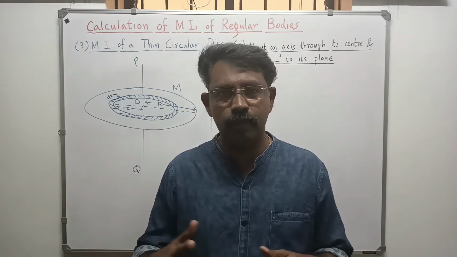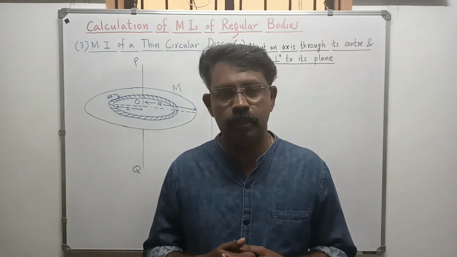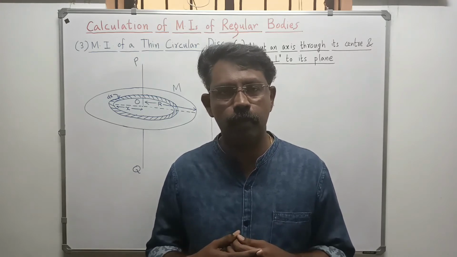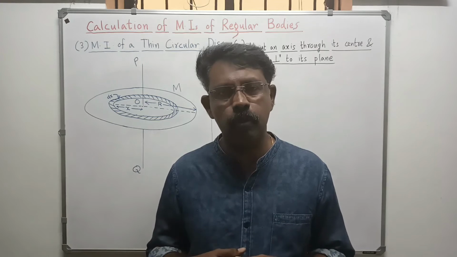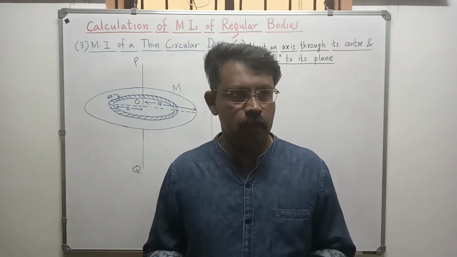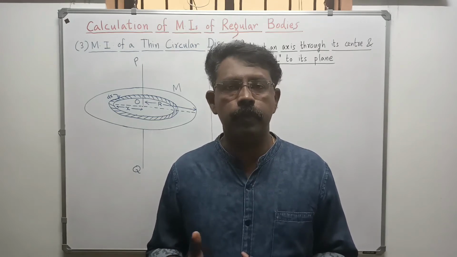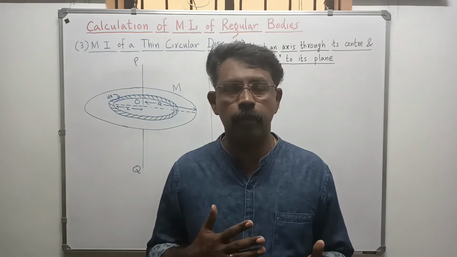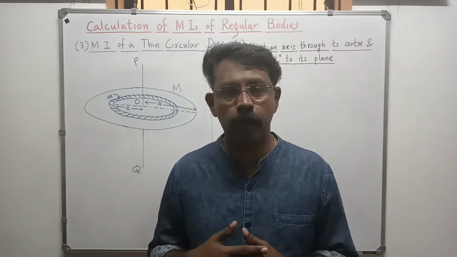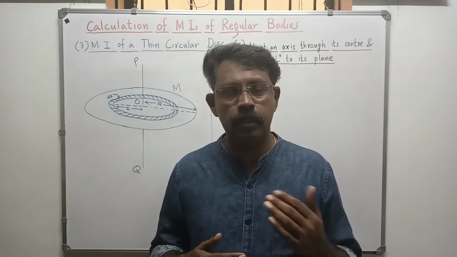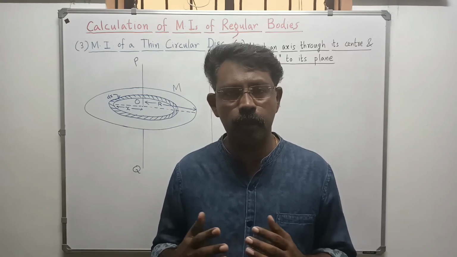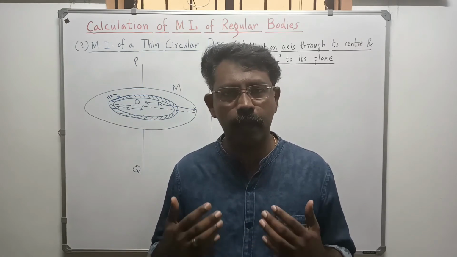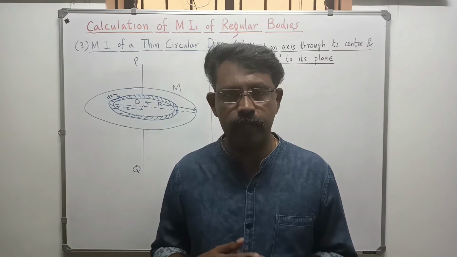In the last class, we have seen how we derive the expression for the moments of inertia of some regular bodies. So we are continuing that. We have already derived the moment of inertia of a ring and the moment of inertia of a bar or a rod. So we have seen such bodies. The topic of today's discussion is how we will calculate the moment of inertia of a disk.